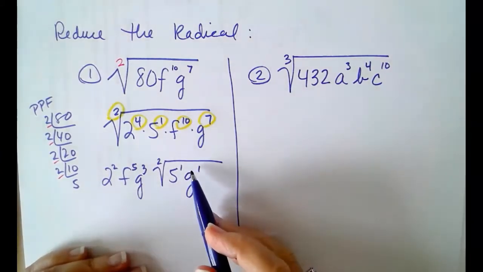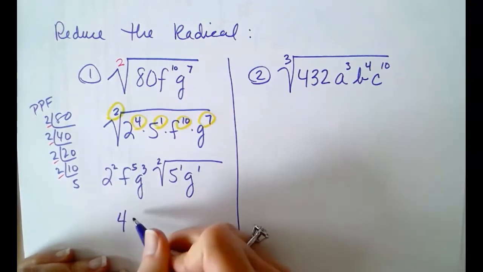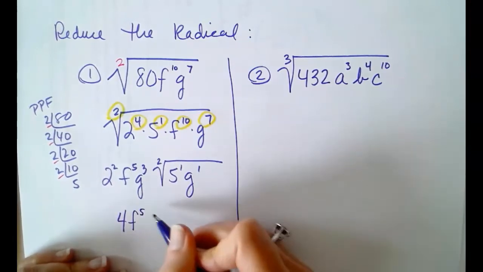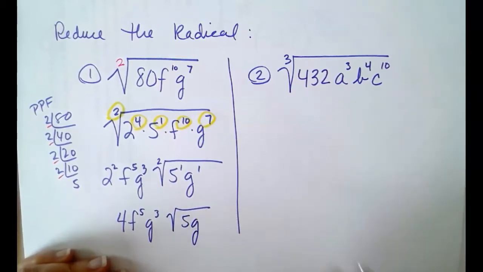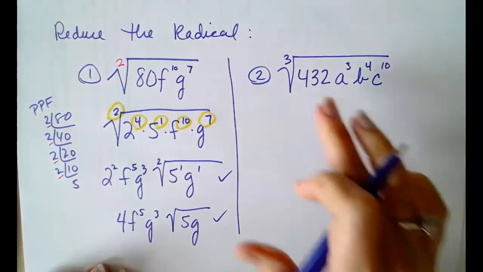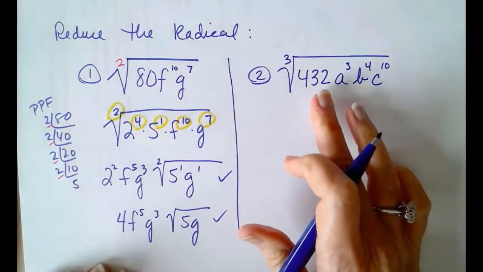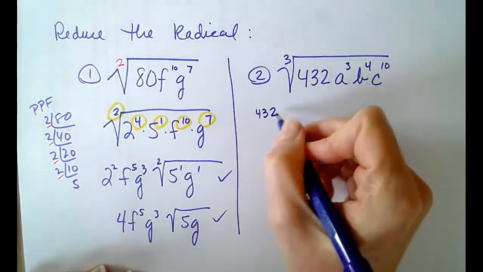So this is the answer. We can simplify it by simply saying 2 to the 2nd is 4, 4 f to the 5th, g to the 3rd, square root 5g. Both of those are beautiful, correct answers. Let's do it again, this time with 432. So make a factor ladder for 432.